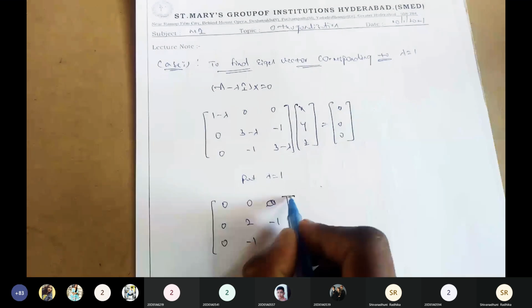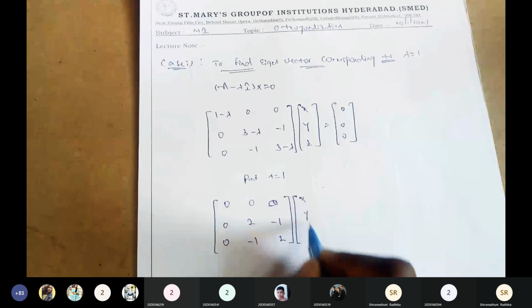(x, y, z) equals zeros. Now it is clear?